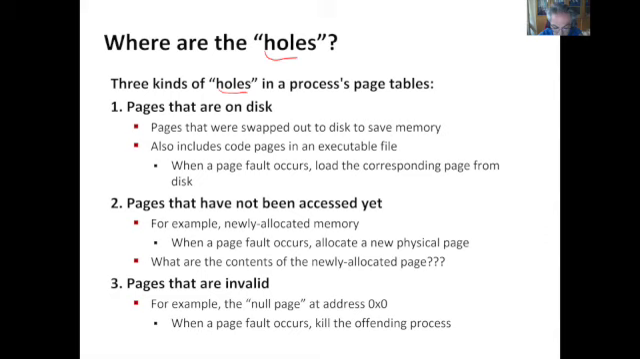These holes can correspond to three kinds of pages. The pages that are on the disk, for example, the portion of the executable that you have. Or maybe, as we will be learning in the next 2 hours, we may be swapping out some of the things onto the swap part. When you swap them out, you mark in your page table entry that this page is swapped onto the disk, so that you can get it back. So that's the pages on the disk. Or the pages that have not been accessed yet.